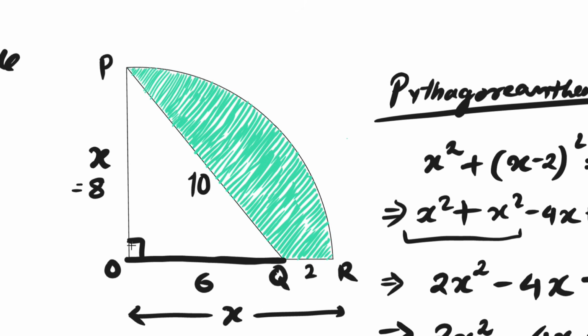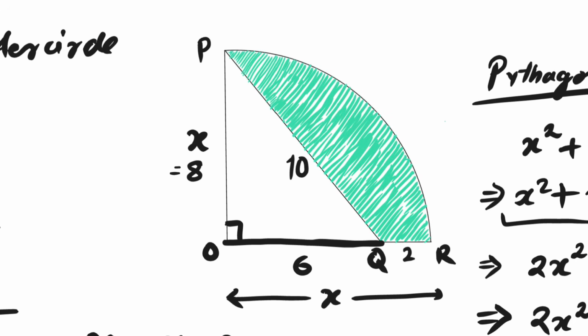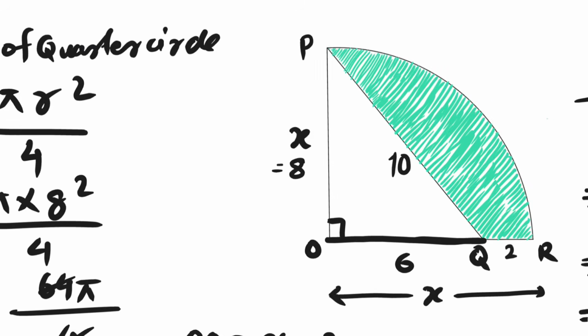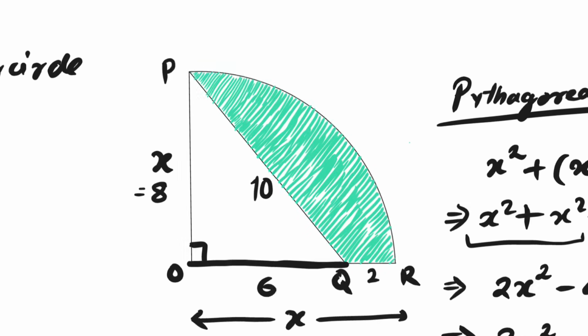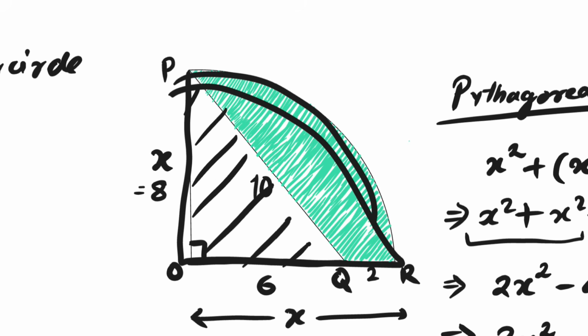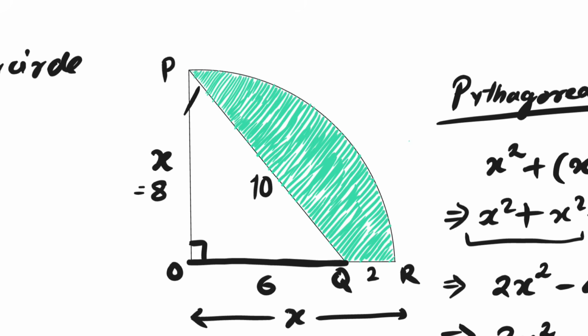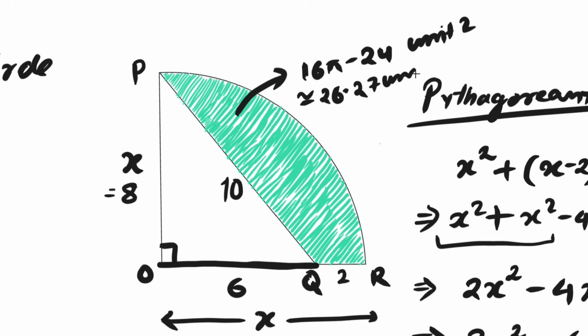Let's look back at the key idea that made this problem work. First, we express the unknown side lengths in terms of the radius. Then, we use the Pythagorean Theorem to determine the radius exactly. After that, we computed the area of the quarter circle and the area of the right triangle separately. Finally, we subtracted the triangle's area from the quarter circle's area to obtain the shaded region. So our exact answer is 16 pi minus 24 square units, and the approximate value is 26.27 square units.